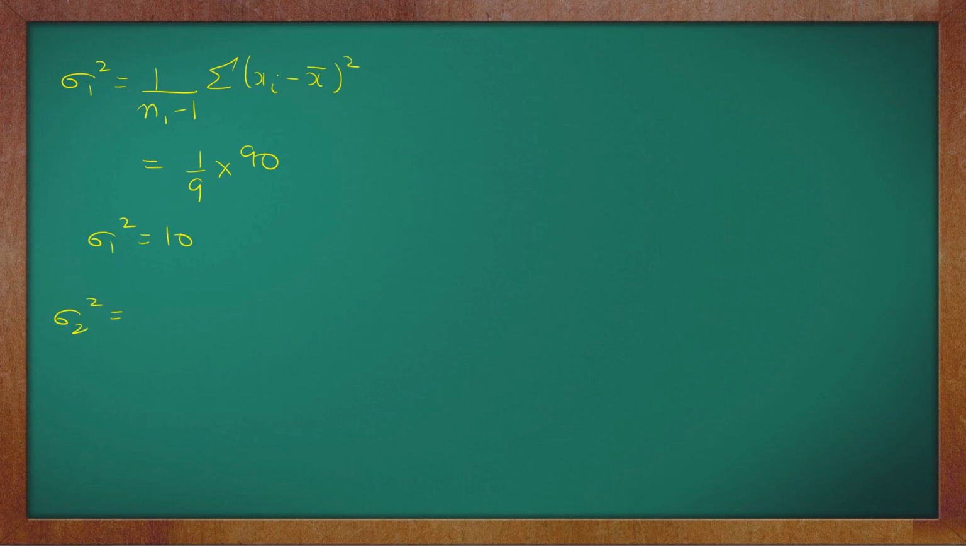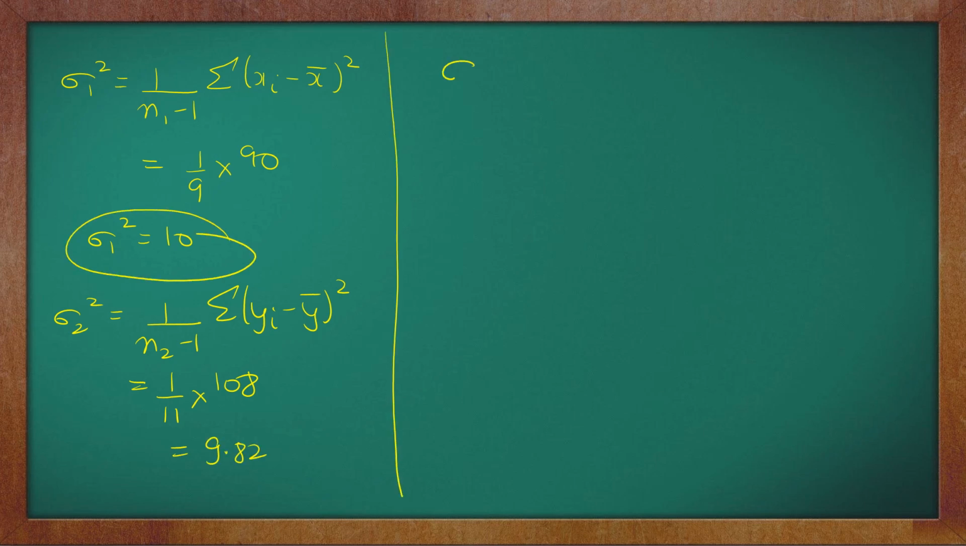Now, sigma 2 square is 1 upon n2 minus 1, summation yi minus y bar whole square. The n2 value is 12, so this is 11. This is 108. I'm getting 9.82. Now who is greater? Sigma 1 square is greater than sigma 2 square. Apply the F statistic. Who is in the numerator? Sigma 1 square upon sigma 2 square. This is 10 upon 9.82, so the value is 1.018. Done.